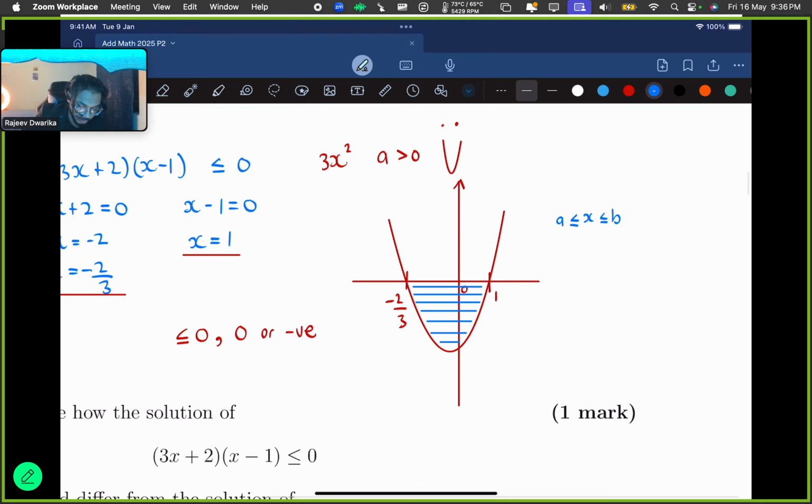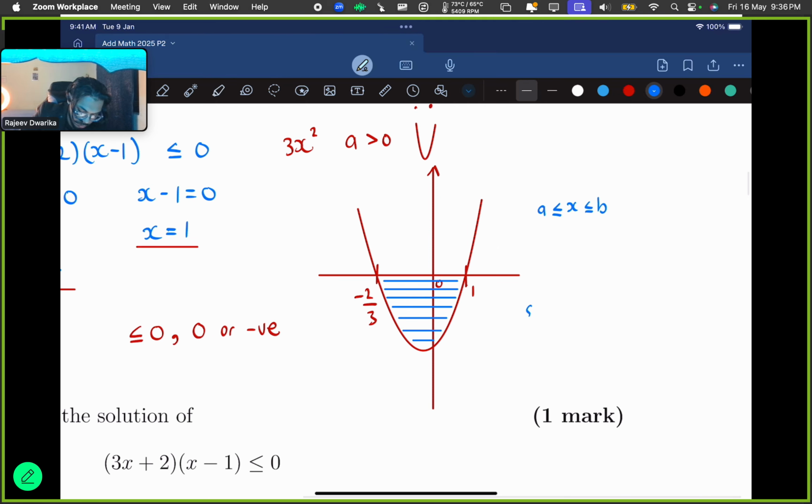Alright, so let me write the solution. Our solution is going to be x is such that, when you're writing it in set builder notation, A is the smaller value and B is the bigger value. The smaller value here is minus 2/3, and I'm going to say less than or equal to x and less than or equal to 1.